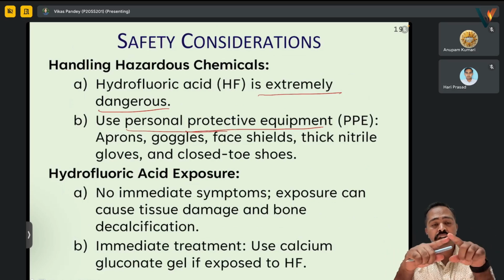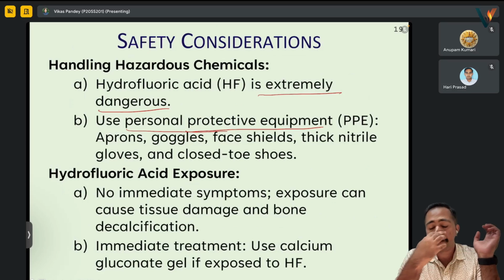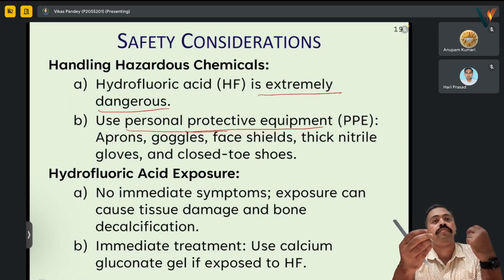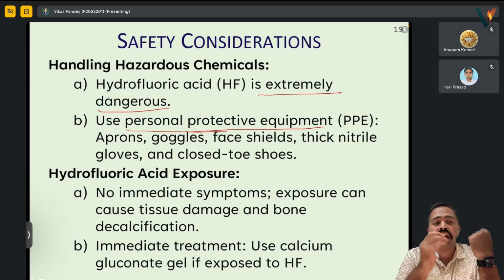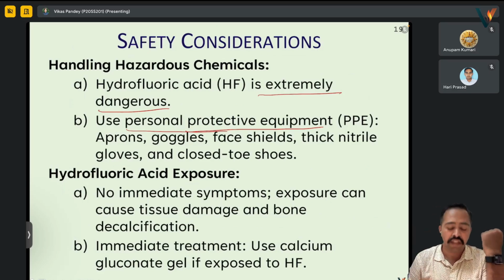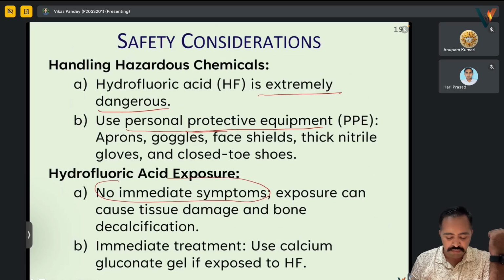everything, even your legs should not be exposed. Everything should be closed so that you are not getting exposed to HF. And HF has this property that there is no immediate symptom.